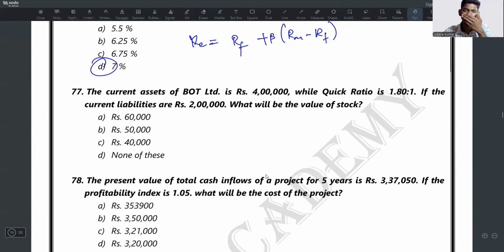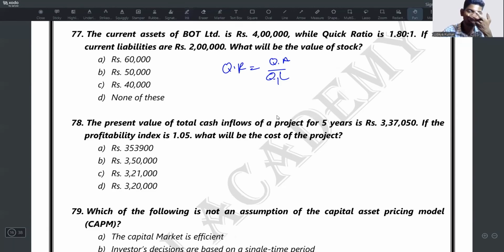The current assets of BOT Limited is rupees 4 lakh, while quick ratio is 1.80:1. If the current liabilities are 2 lakh, what will be the value of stock he is asking us to find out? So quick ratio, already you know that quick ratio is equal to quick assets divided by quick liability, right? So quick assets divided by quick liability. So if you just substitute the values in this formula, we'll be able to find out the quick assets, right?